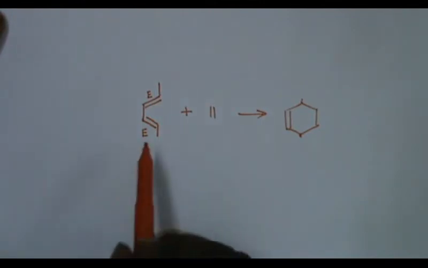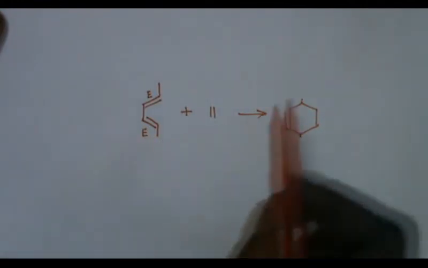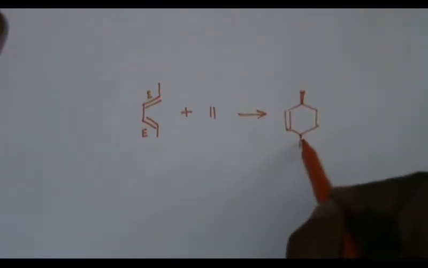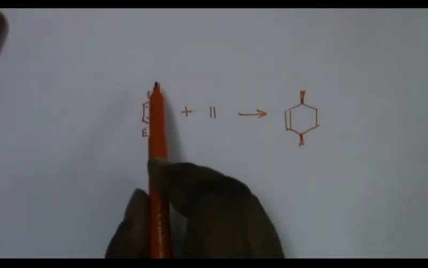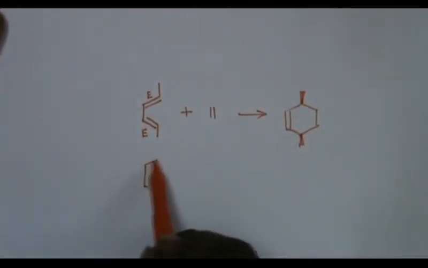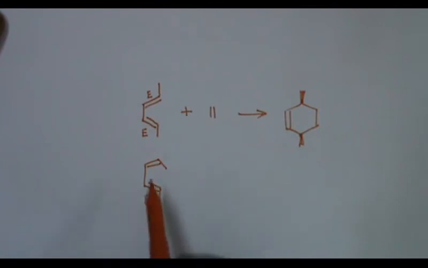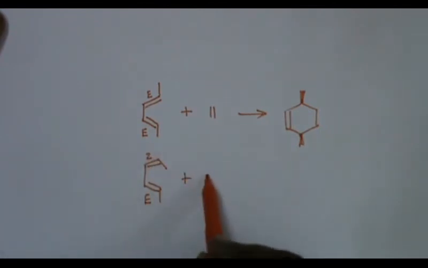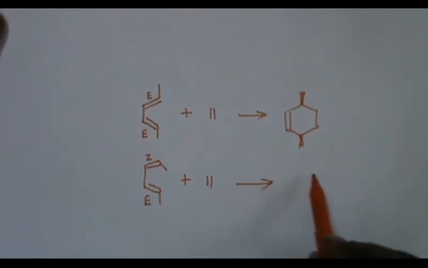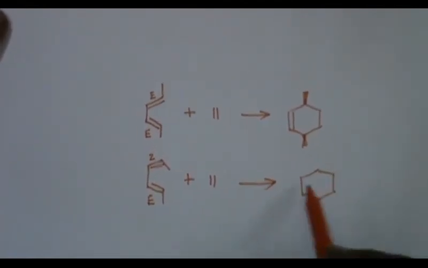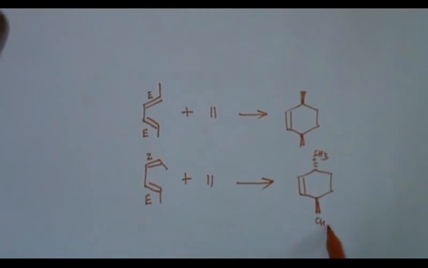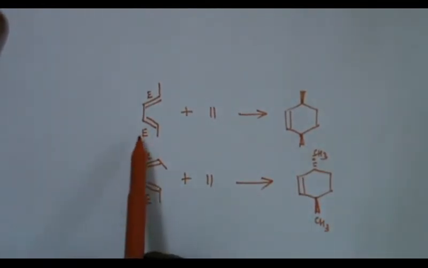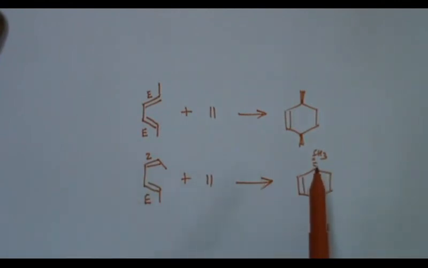You can easily remember, if both are E, you will get cis. If one is E and one is Z, so this is E and this is Z, in such a case I get trans. Remember, if both are E, we get cis. If one is E and another one is Z, then we get trans.